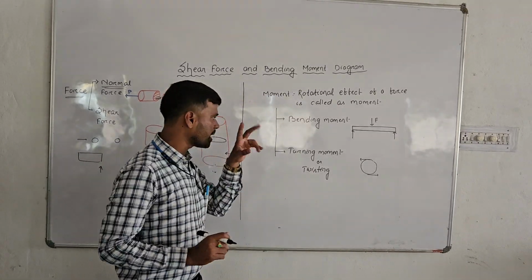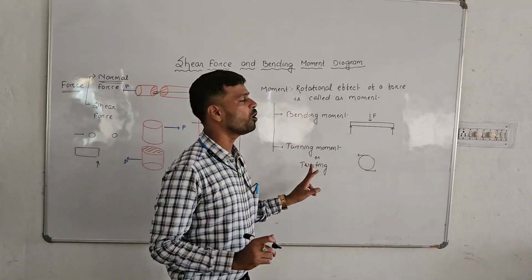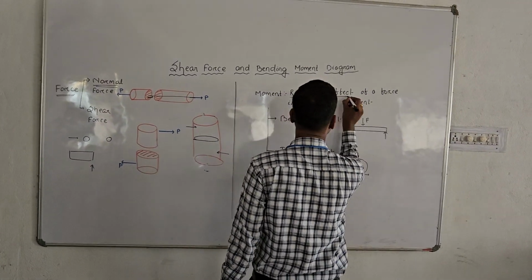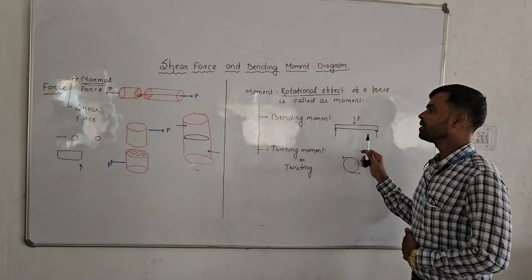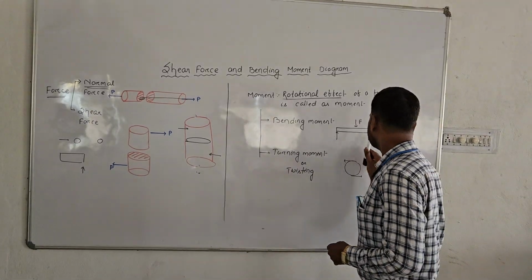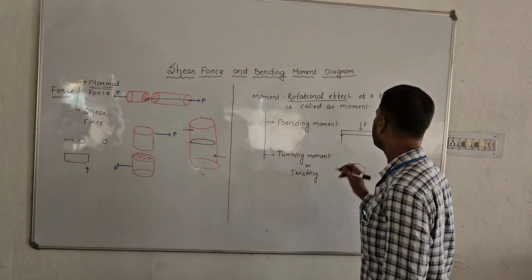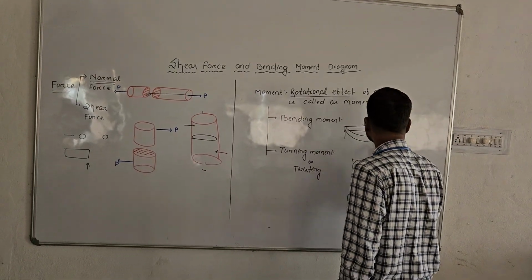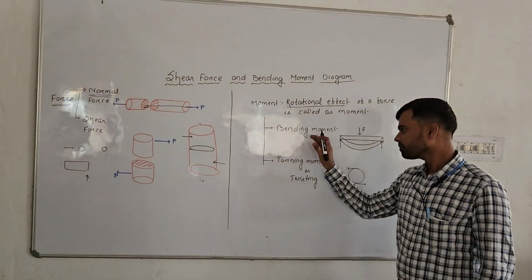Again, moment is categorized into two types. First one is bending moment, second one is turning moment or twisting. Bending moment means what? If the rotational effect of the force causes the bend in the member, that type of moment is called bending moment. Here we can see, these two are the supports and this is the member, and here the force is applied. What will happen? Whenever this force is applied, the member has a tendency to bend in this direction. So this type of moment is called bending moment.